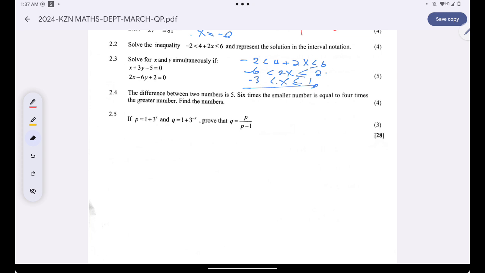Okay, the difference between two numbers is 5, rather. 6 times the smaller number is equal to 4 times the greater number. Find the numbers. We can say that let the smaller number be equal to x. Are we together? And the larger number be equal to y. Okay.